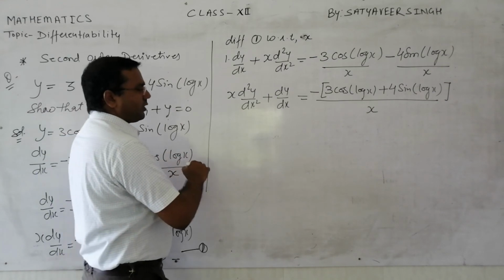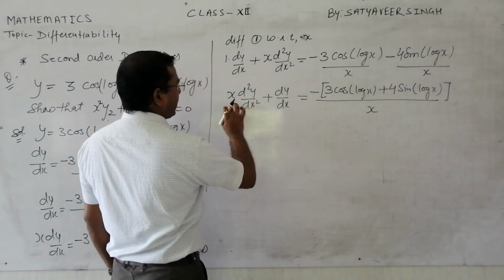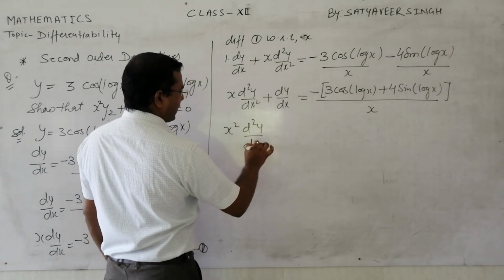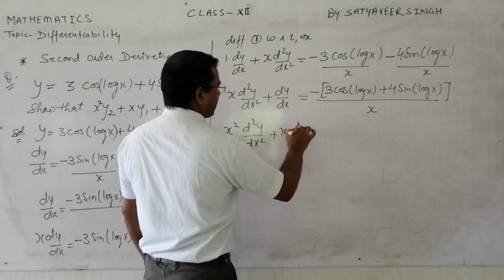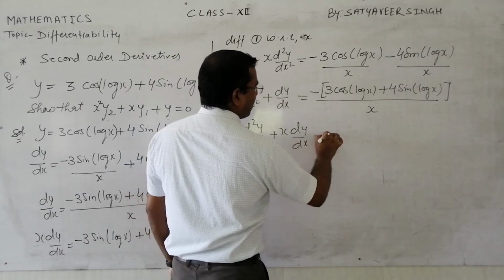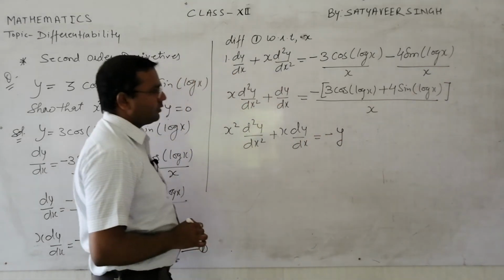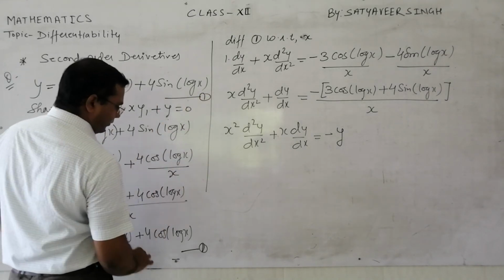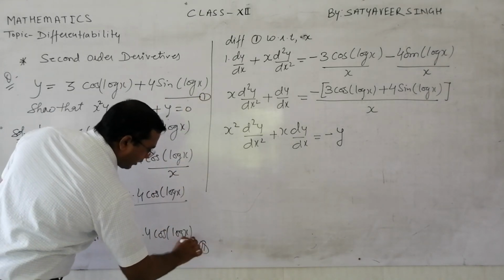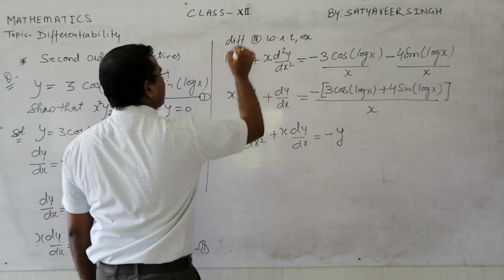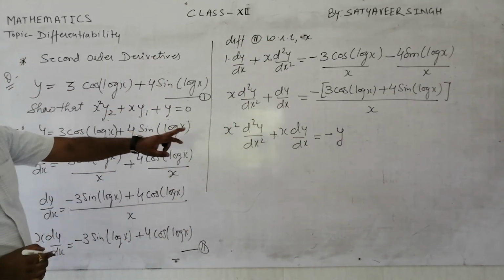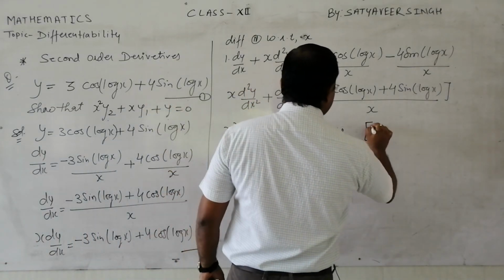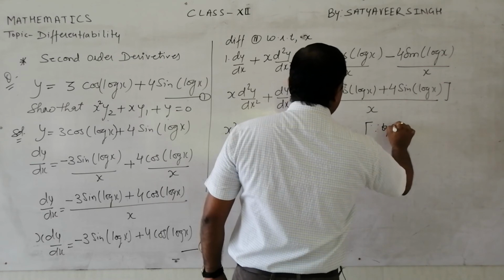I will cross multiply again, this x I will multiply here. So it will be now x square d2y upon dx square plus x dy by dx equal to minus y. How is it minus y? You can call the earlier equation 1, and this one you can call 2. Why? Because this value I have taken from equation number 1.